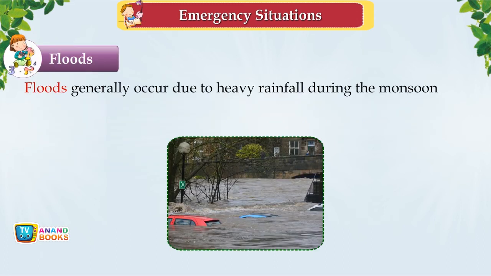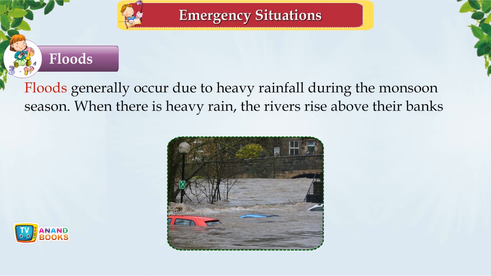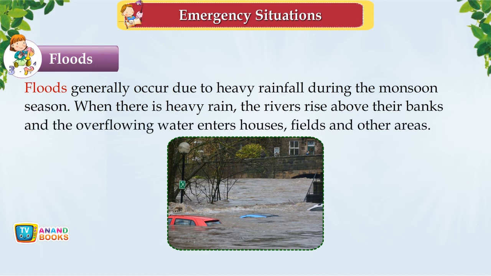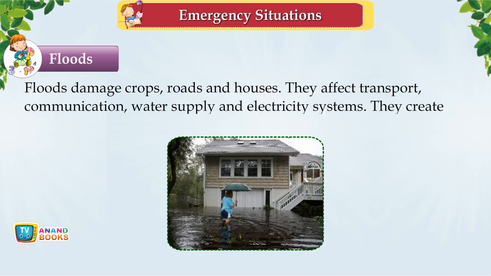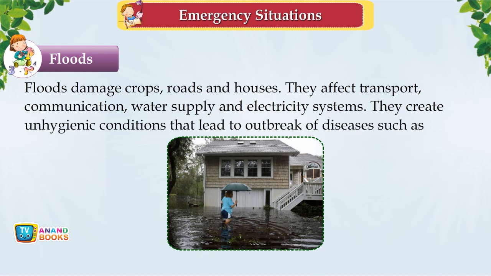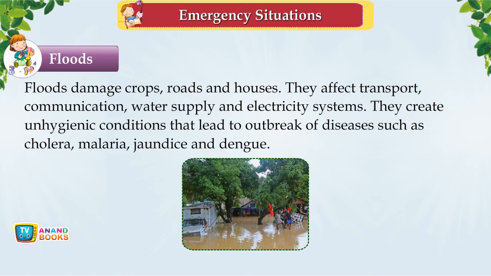Floods. Floods generally occur due to heavy rainfall during the monsoon season. When there is heavy rain, the rivers rise above their banks and the overflowing water enters houses, fields and other areas. Floods damage crops, roads and houses. They affect transport, communication, water supply and electricity systems. They create unhygienic conditions that lead to outbreak of diseases such as cholera, malaria, jaundice and dengue.